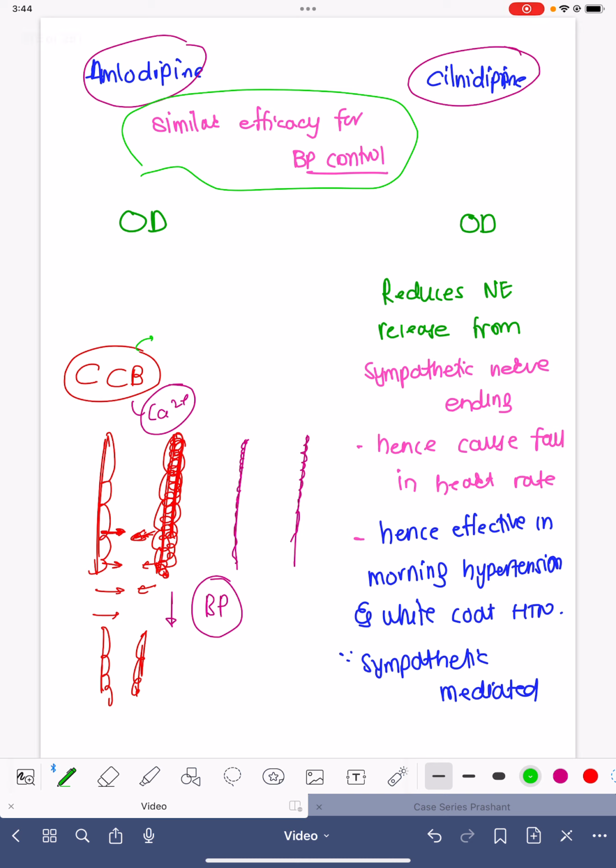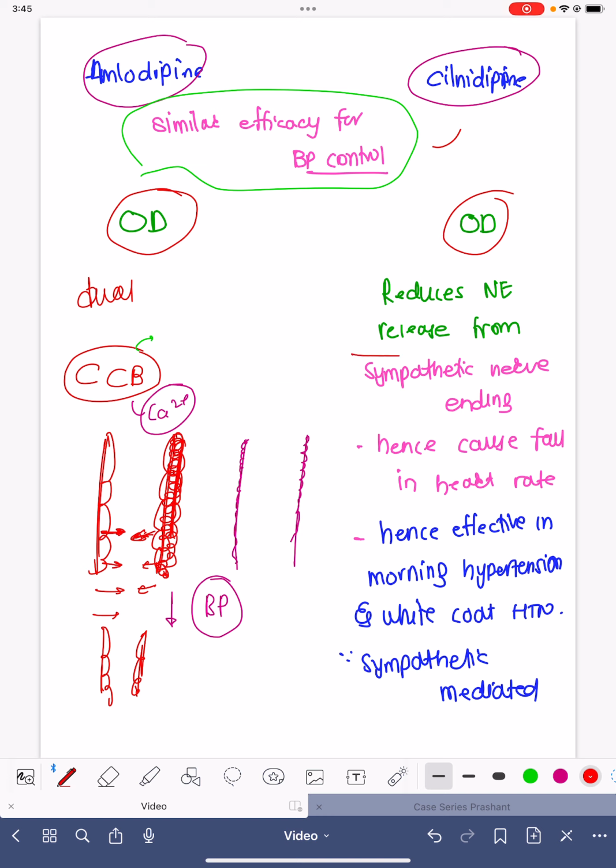Now, both the medicines have similar efficacy in blood pressure control, and both the medicines are usually given once a day. Amlodipine is present in dual combination medicines. It is very commonly present with telmisartan, olmesartan, and it is also present in triple combinations with telmisartan and hydrochlorothiazide or chlorthalidone, or telmisartan, amlodipine, and metoprolol combination.